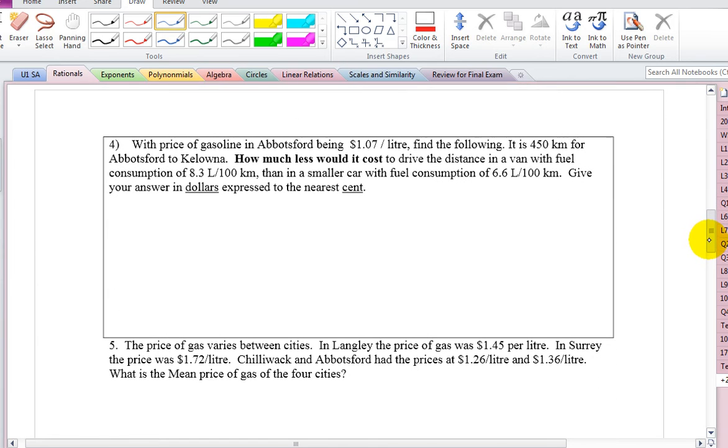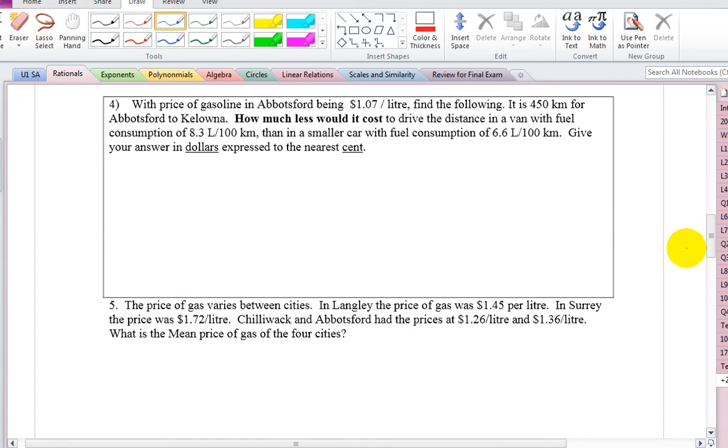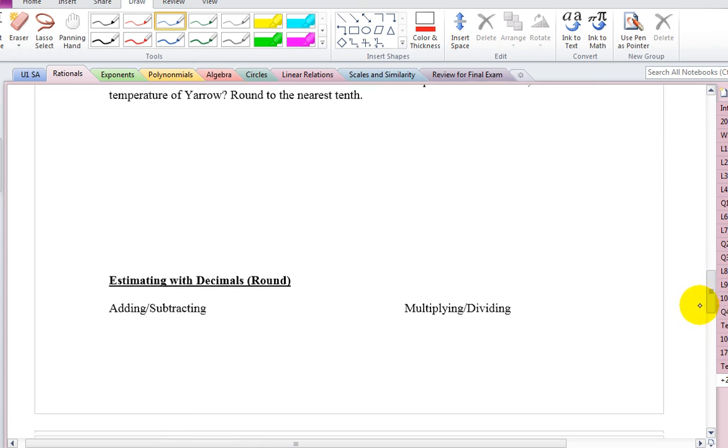Okay, next one. Number 4. Have a read. Underline the important stuff. Go.